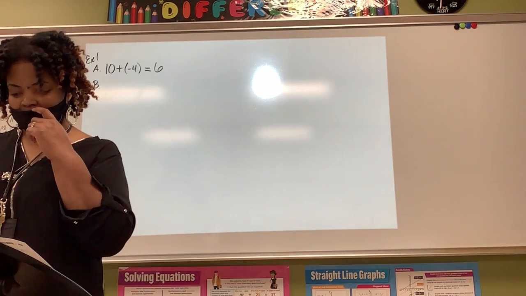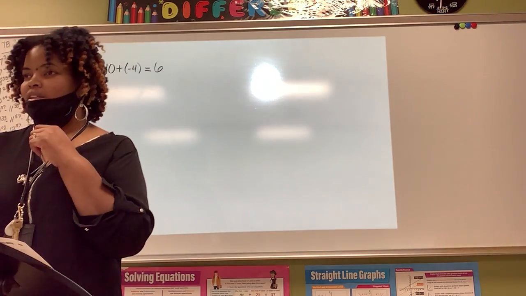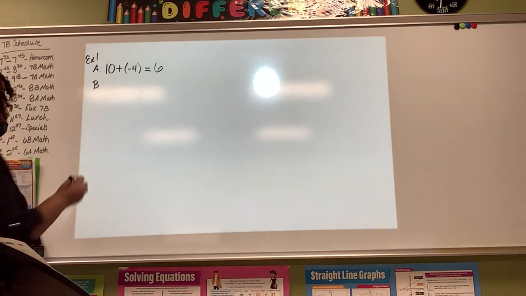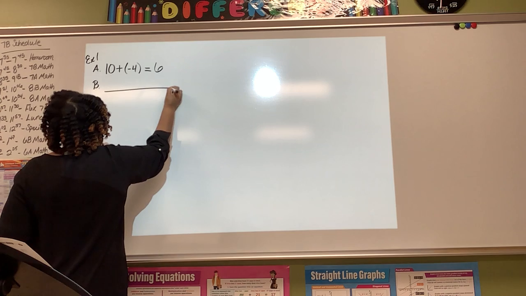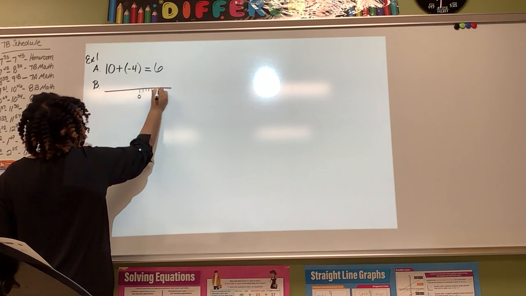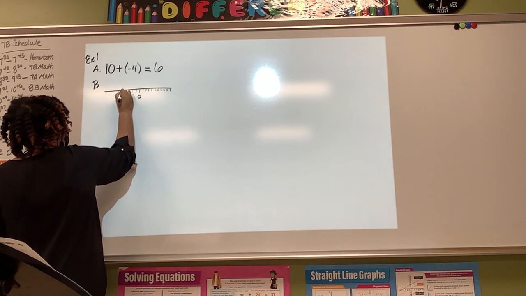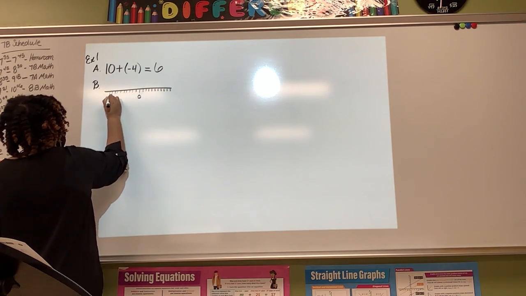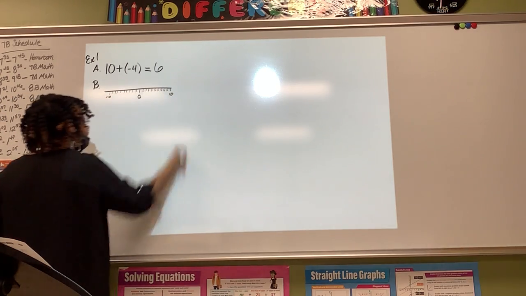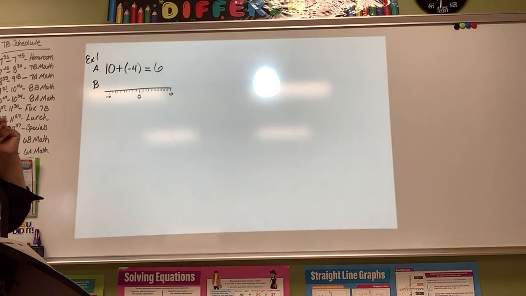And let's look at B. It says, how would you model your equation on the number line to show your answer? So they give you a number line. And I'm going to say this is 0, 1, 2, 3, 4, 5, 6, 7, 8, 9, 10. 1, 2, 3, 4, 5, 6, 7, 8, 9, 10. This is -10. This is +10. How will we model this equation on the number line, Danny?